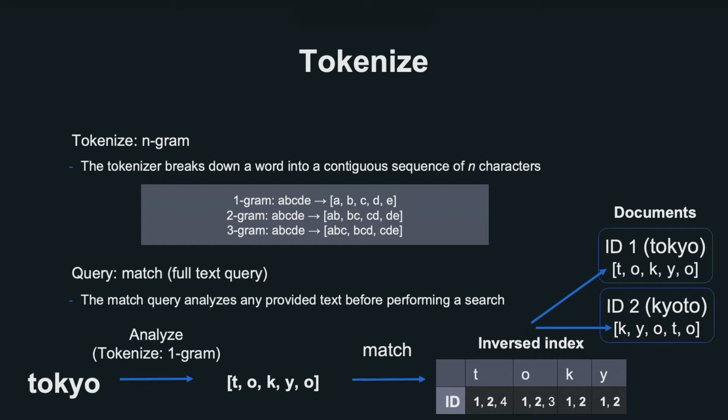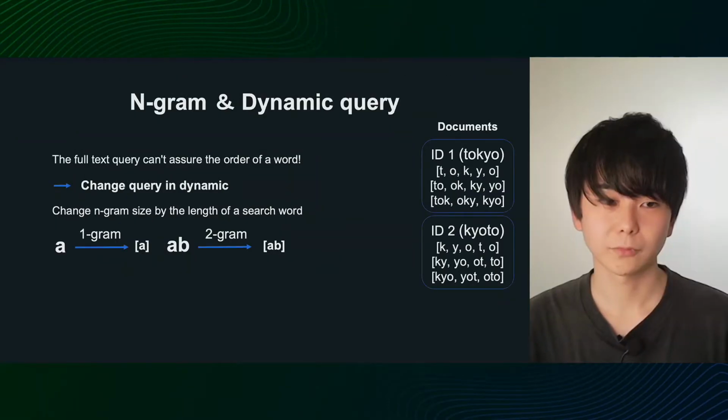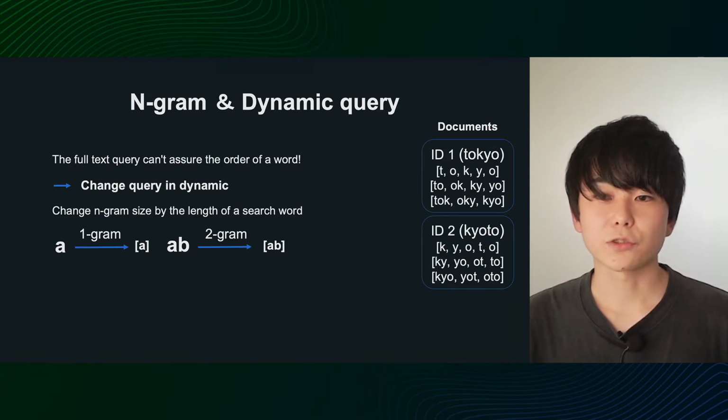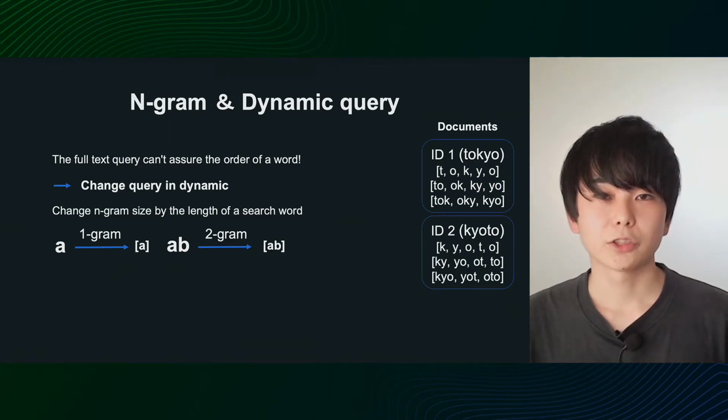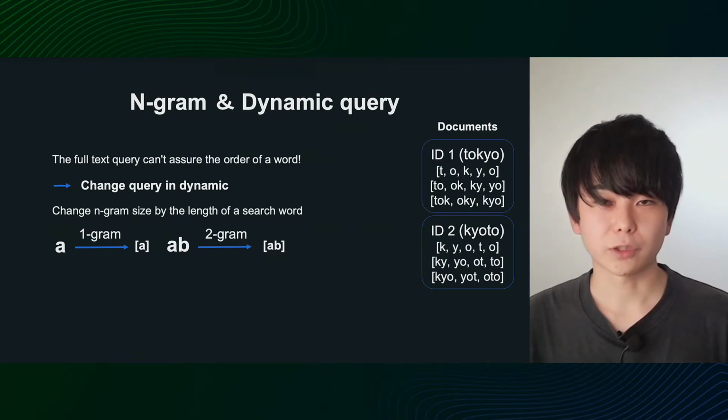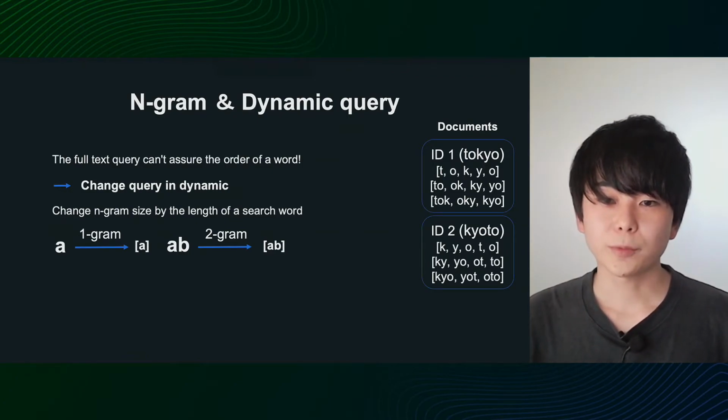This search result differs from the specification of partial matching and will include results that are not intended for the user. As you can see, the full-text query does not guarantee the order of the strings, so we have solved this problem by dynamically changing the query. Specifically, the n of Ngram is changed according to the size of the search string.